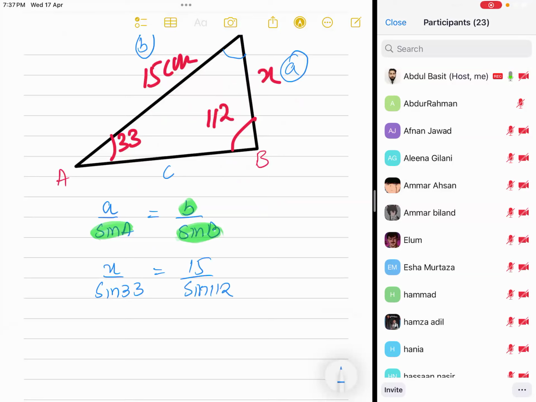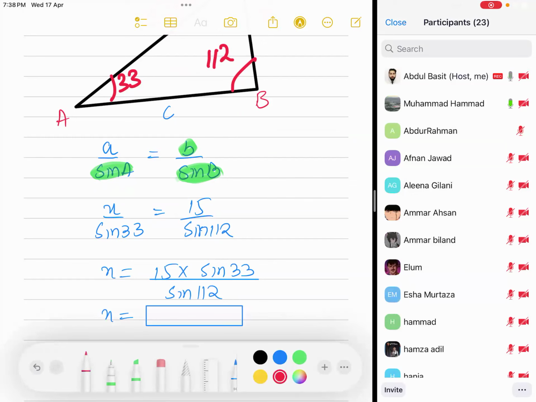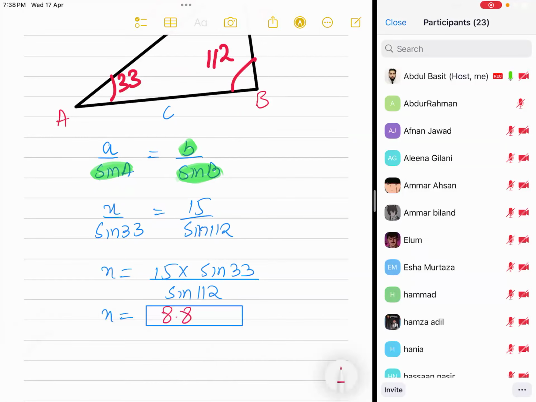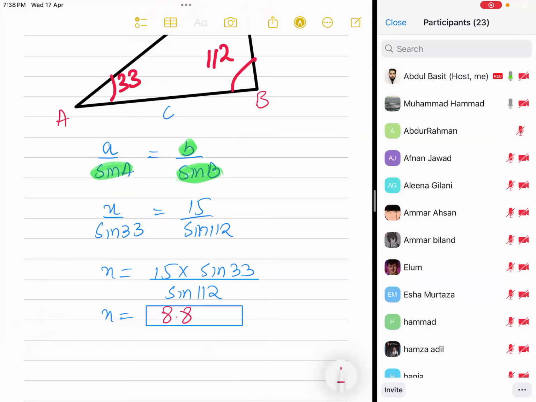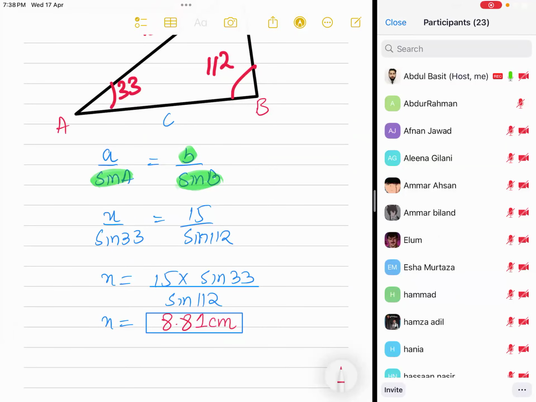No need to use calculator right now. Sine 33 will go there. So x is equals to 15 multiplied by sine 33 whole divided by sine 112. Now use your calculator and tell me what is the answer for x. X का आंसर क्या है? 8.8। 8.8 के बाद क्या है बेटा? 3 सिग्निफिकेंट बोलो ना. 8.81. ठीक है. 8.81 सेंटीमीटर लिखा तो मैं सेंटीमीटर लिख दूंगा. अंडरस्टूड एवरीबॉडी और नॉट? Yes or no?